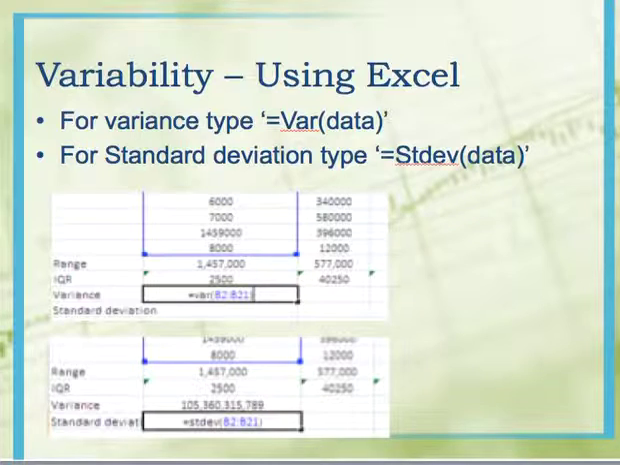If I'm going to use Excel to do this, I can just type variance. So instead of equals average or equals median, I'm going to just type equals VAR. I'm going to open my parentheses, select my data, close my parentheses. For standard deviation, it's just going to be STDEV, and then I'm going to highlight my data again. I would practice doing this. You're going to have to do this going forward.